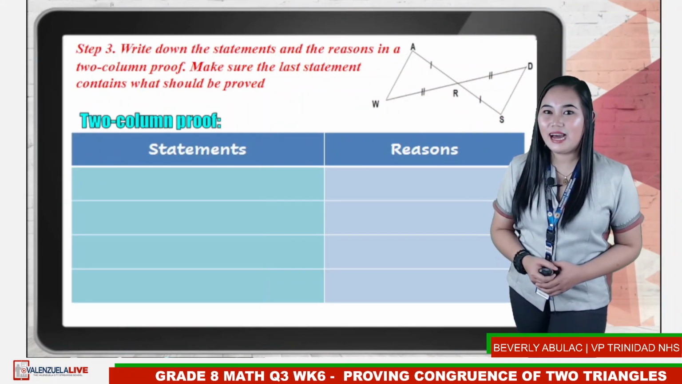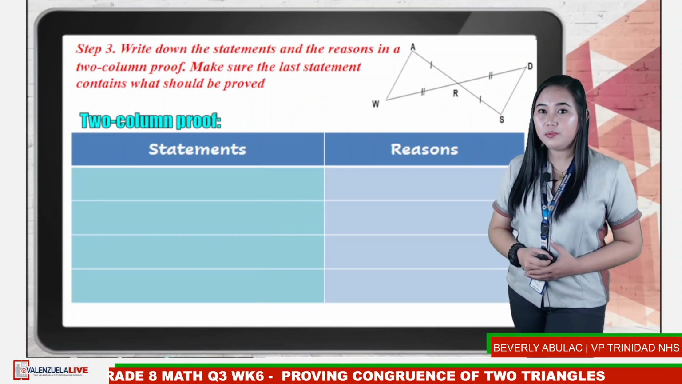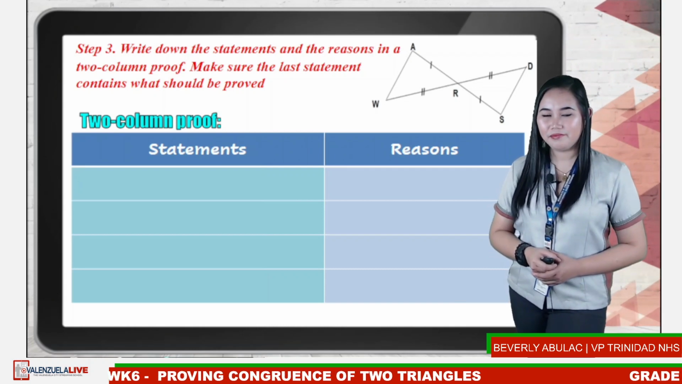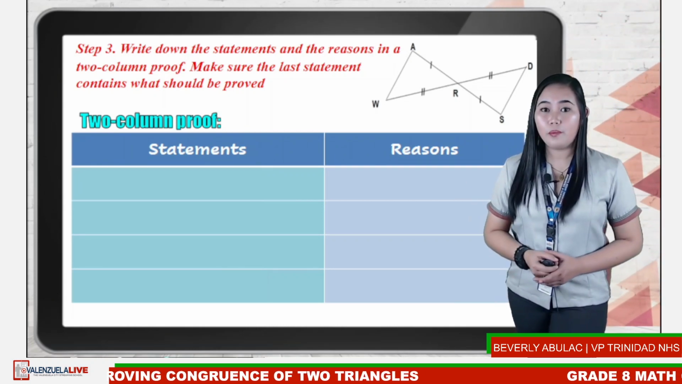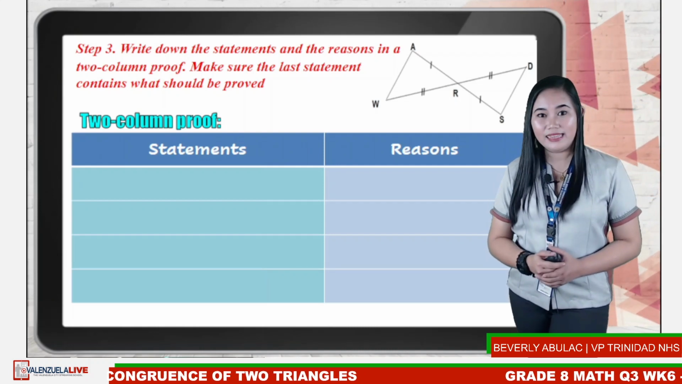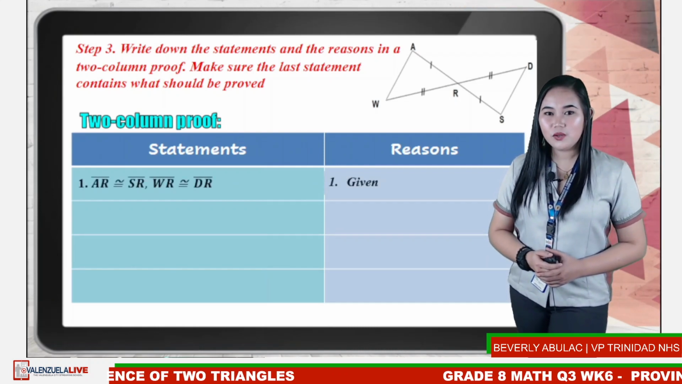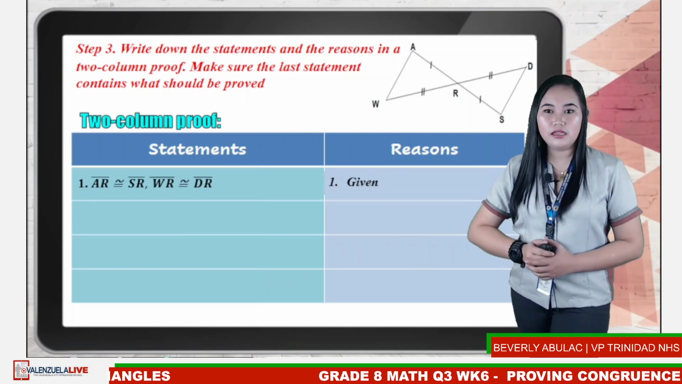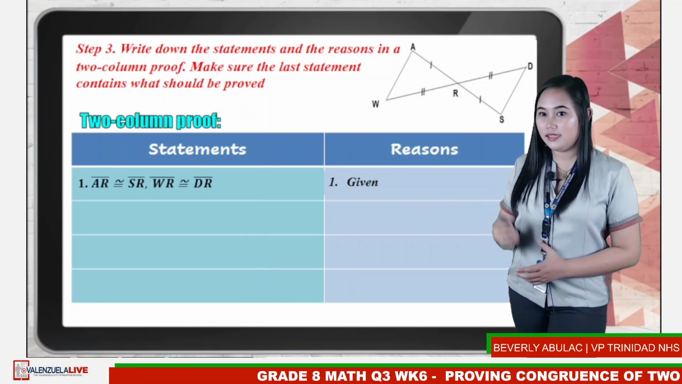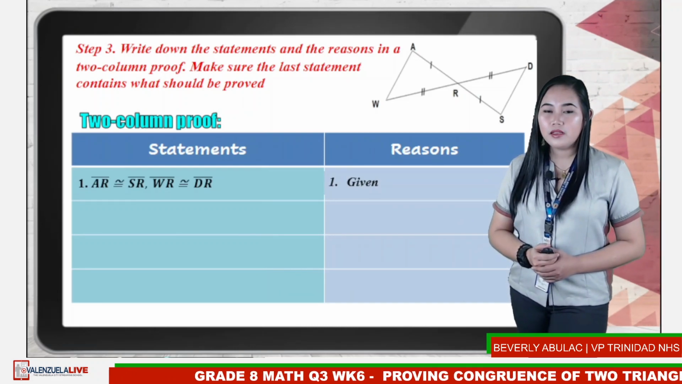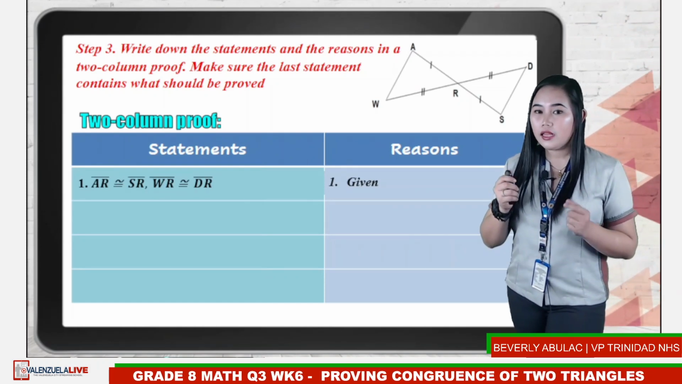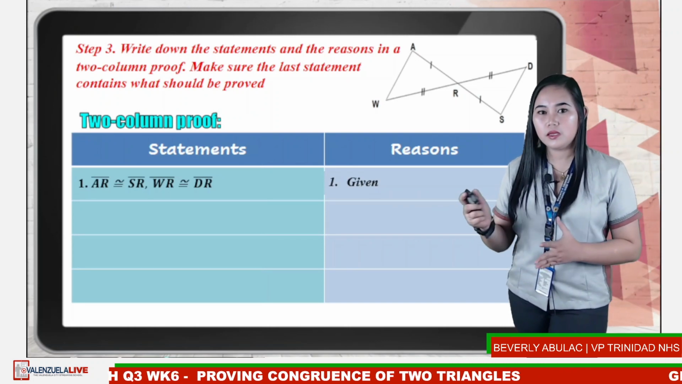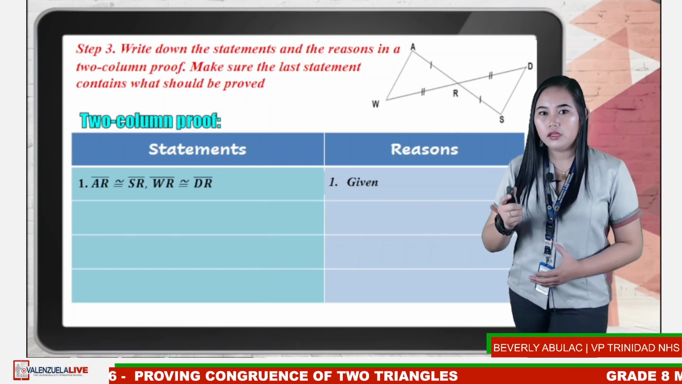Step 3. Write down the statements and the reasons in a two-column proof. Make sure the last statement contains what should be proved. So this is our two-column proof. For our first statement, we write the given: segment AR is congruent to segment SR, and segment WR is congruent to segment DR. The reason is the given. Now, based on our given, we have to use all our knowledge about the definitions, theorems, and postulates.